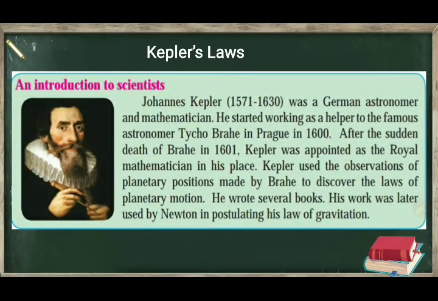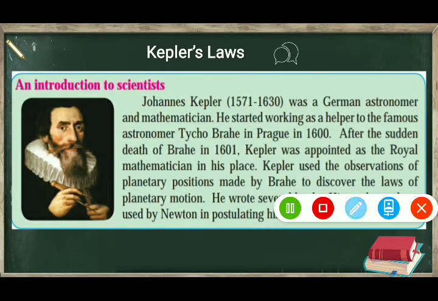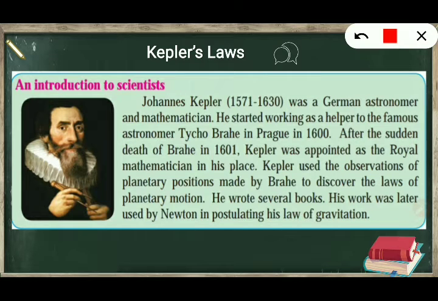Next, before going to Kepler's laws, you have to know the introduction to that scientist, Johannes Kepler. He was a German astronomer and mathematician. One of the famous astronomers was Tycho Brahe. He was in Prague, which is the capital of the Czech Republic, in 1600. And Kepler joined Tycho Brahe.